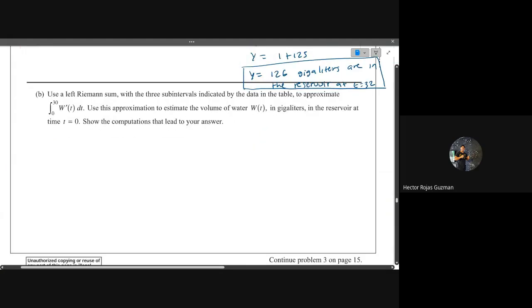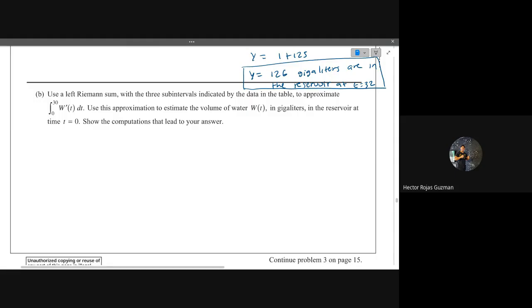Use a left Riemann sum with 3 subintervals to approximate the integral from 0 to 30 of W prime dt. All right, let's go ahead and do that. A left Riemann sum, a right Riemann sum, a midpoint Riemann sum, they're all rectangles. So we're going to do base times height plus base times height plus base times height. There's my 3 subintervals.